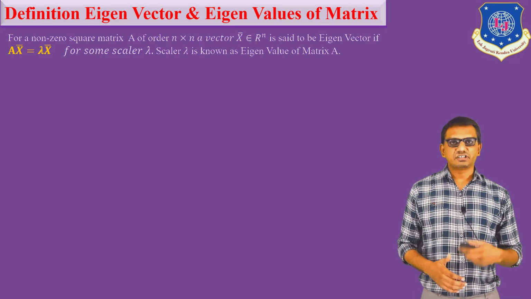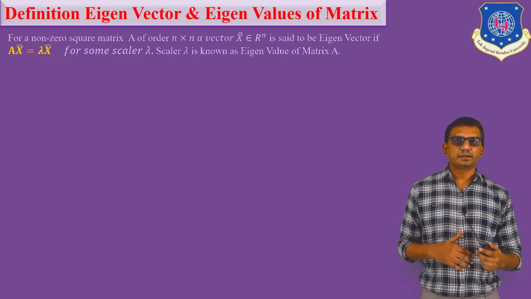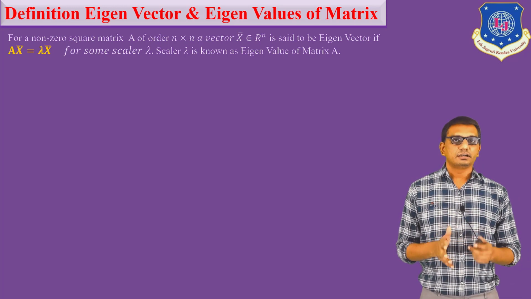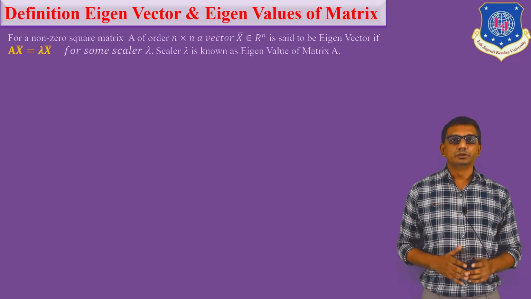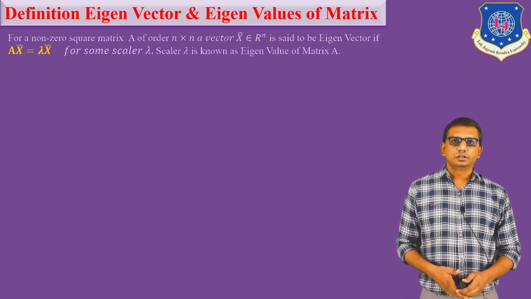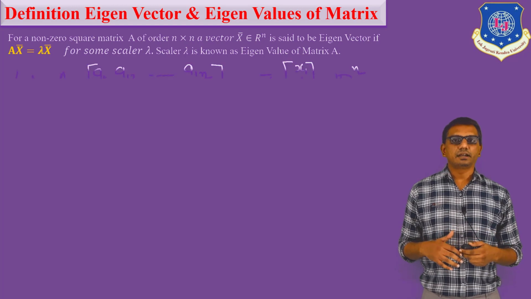If our matrix is an n cross n matrix, then we have a maximum of n different eigenvalues, and corresponding to each eigenvalue we have at least one eigenvector. Now we will see how to find the eigenvalues and eigenvectors.